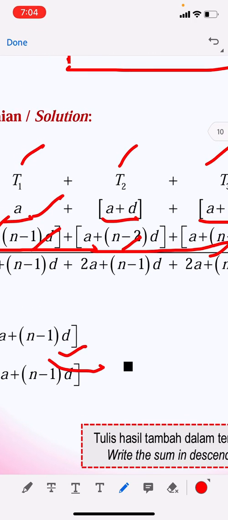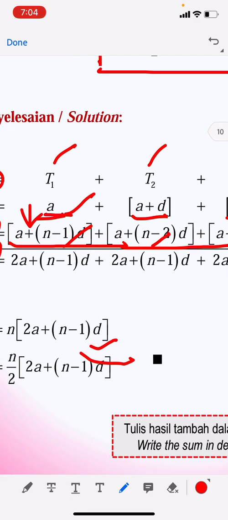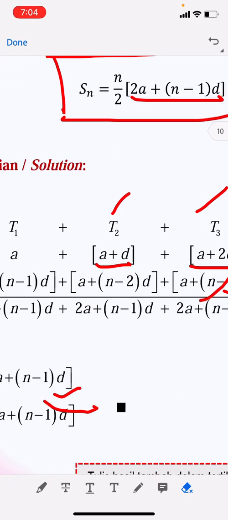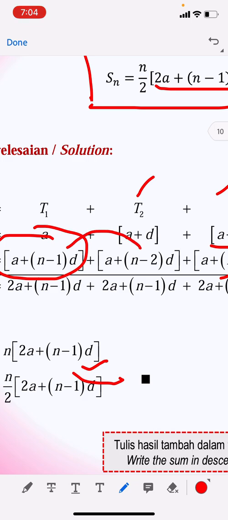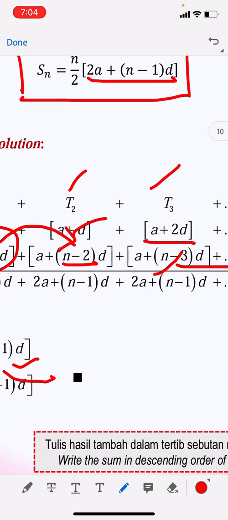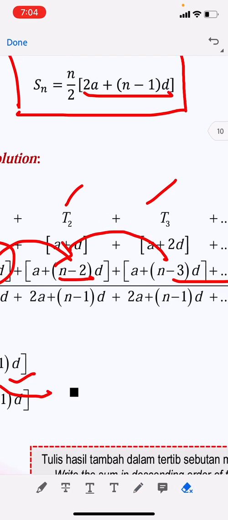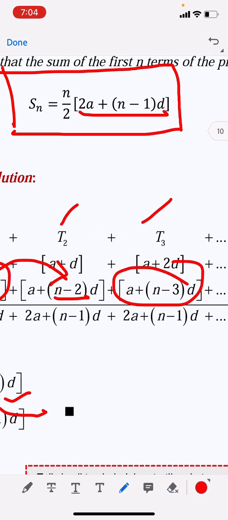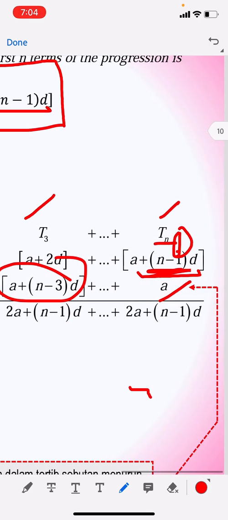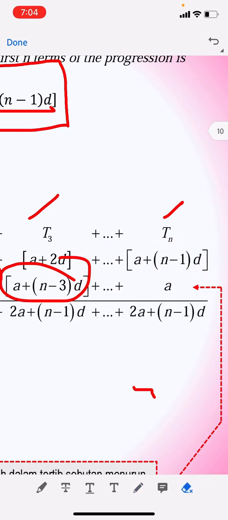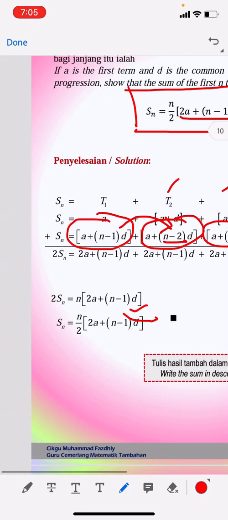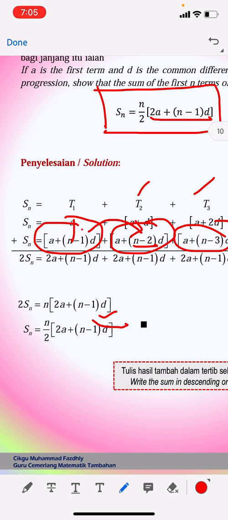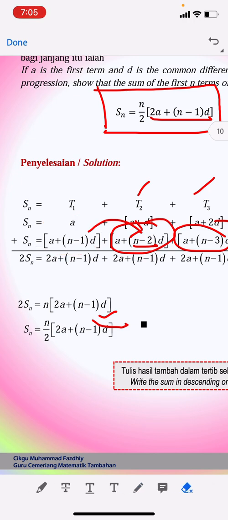Okay? So the most important thing is you must know, if you start with A plus n minus 1D as the first term, the next term you have to minus 2, right? And the next term after this, you have to write n minus 3. This one you must know. You have to memorize it. If not, you cannot do. And then the last term is A. So that means this one will be the first term here, and the first term just now, this first term A, will be the last term.